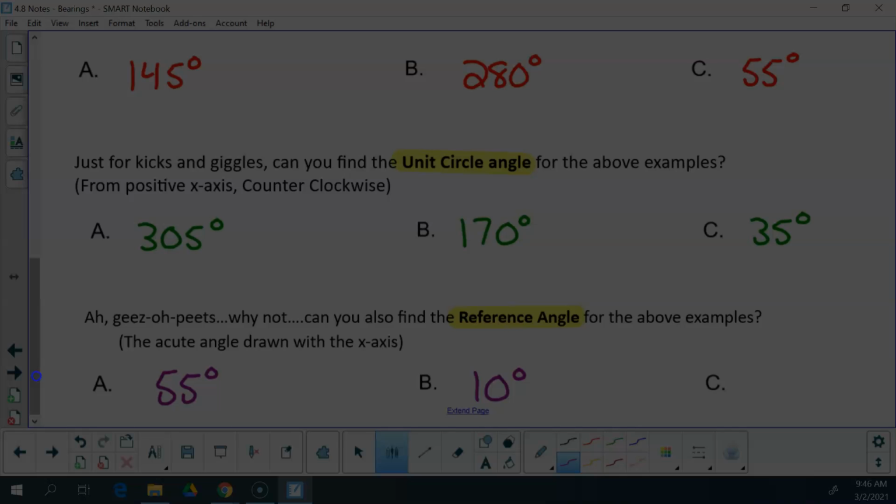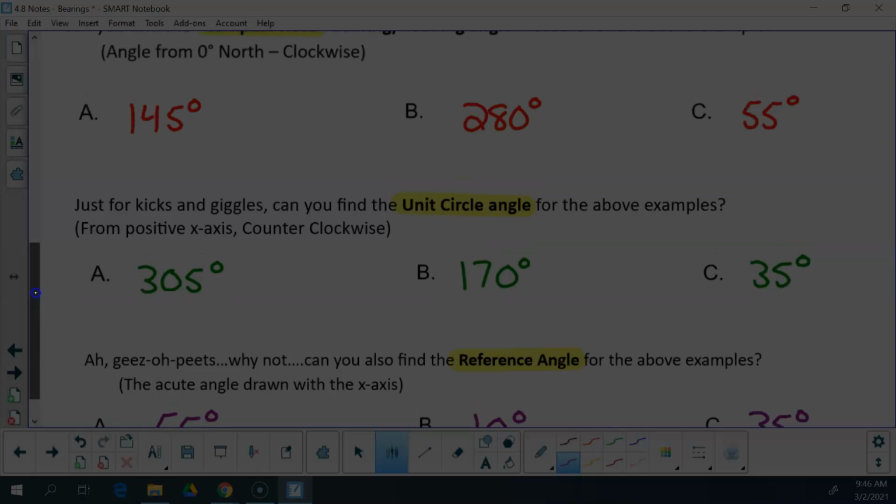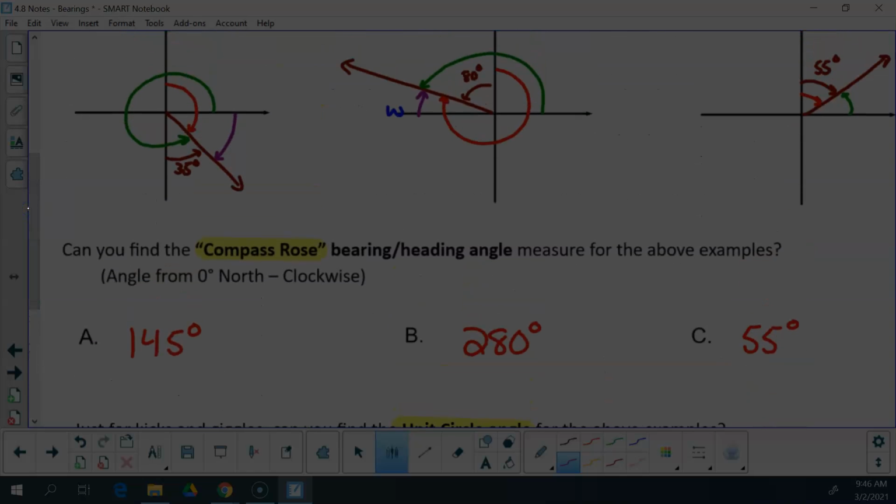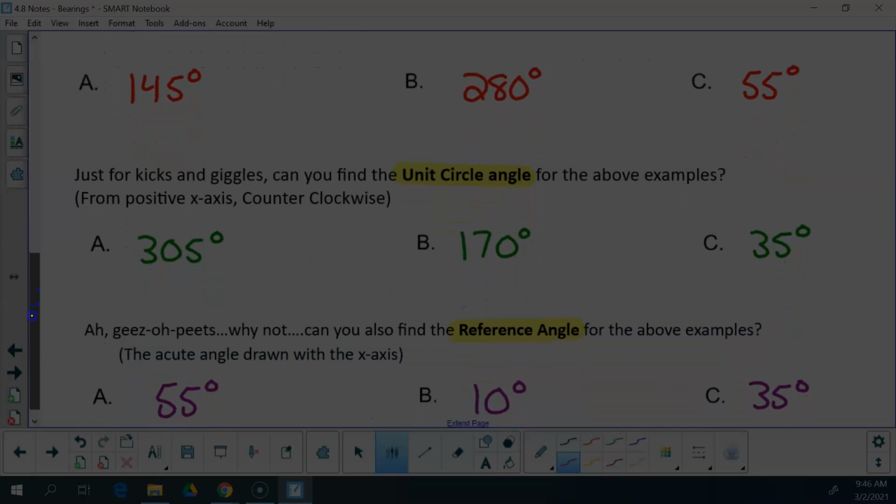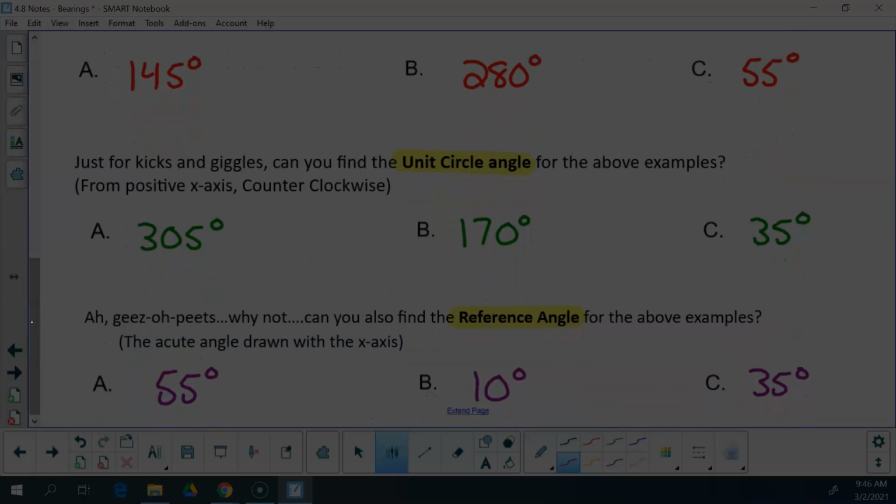And this one over here would be my trig angle because it's a quadrant 1 angle. So my reference angle would be 35 degrees there. But I should draw that up here and say that it is also that angle right there. So those are the 4 different ways to label one single solitary bearing or heading.